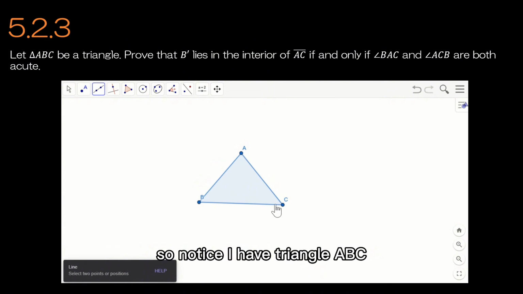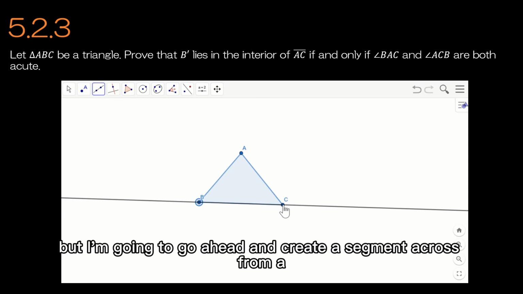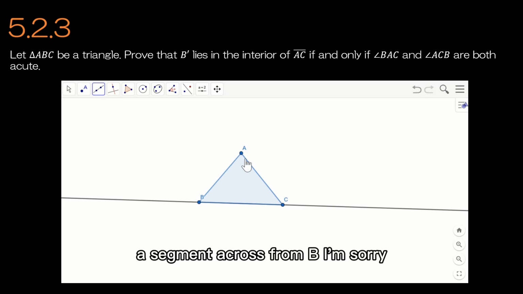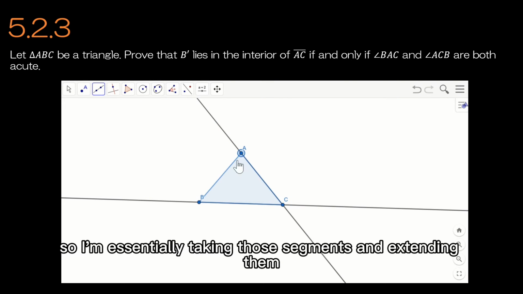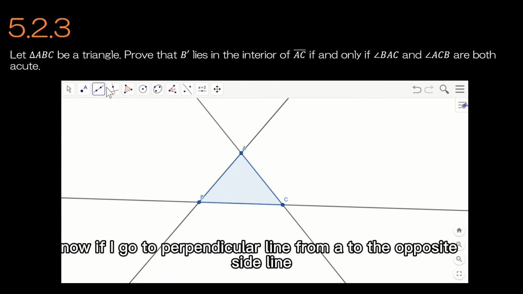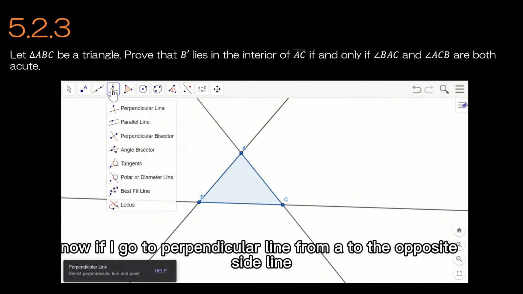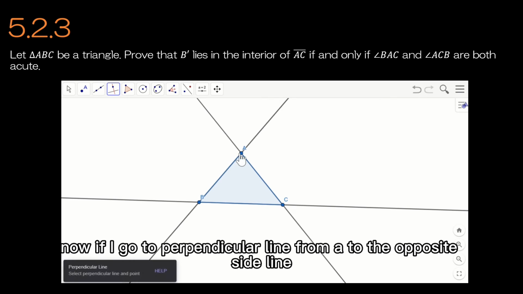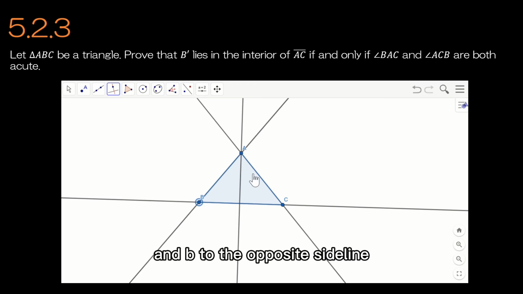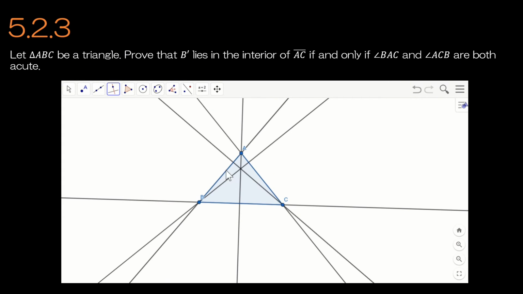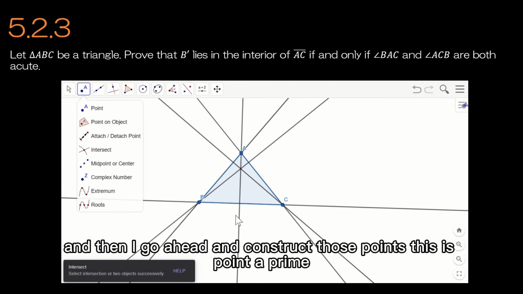So notice I have triangle ABC, but I'm going to go ahead and create a segment across from A, a segment across from B, I'm sorry, not a segment, a line. So I'm essentially taking those segments and extending them. Now, if I go to perpendicular line from A to the opposite sideline, and B to the opposite sideline, and C to the opposite sideline, and then I go ahead and construct those points.